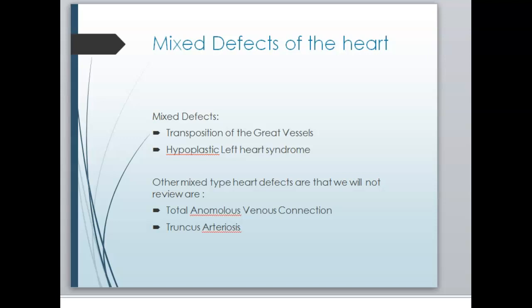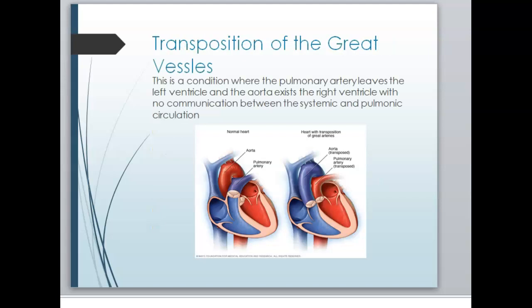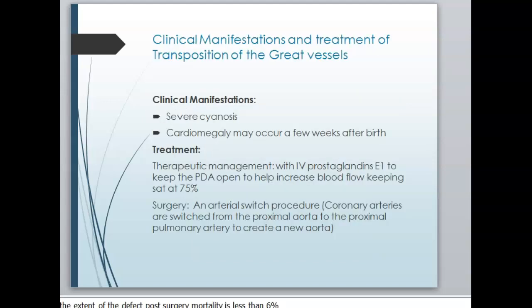So let's talk about transposition of the great vessels. This is a condition where the pulmonary artery leaves the left ventricle and the aorta exits the right ventricle with no communication between the systemic and pulmonic circulation. Clinical manifestations and treatments of transposition of the great vessels: you'll see severe cyanosis. Cardiomegaly may occur a few weeks after birth.